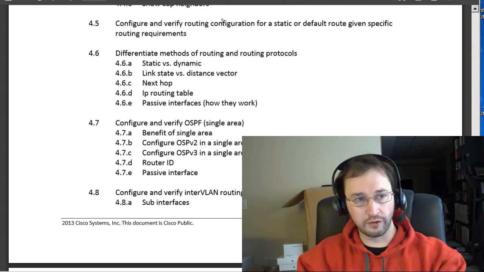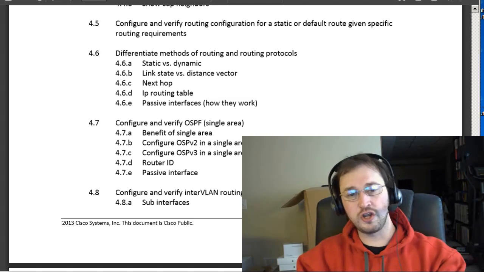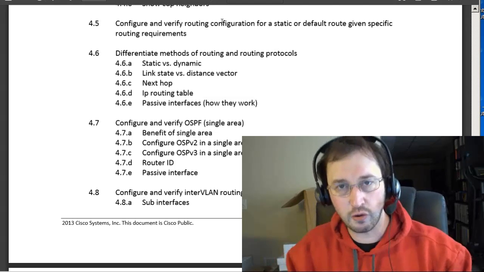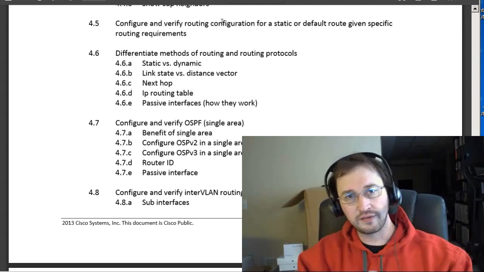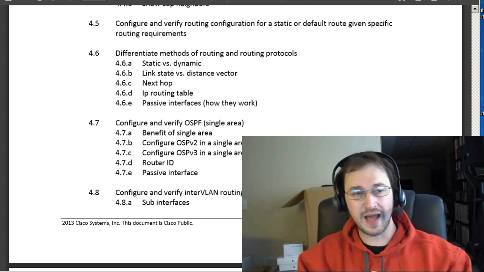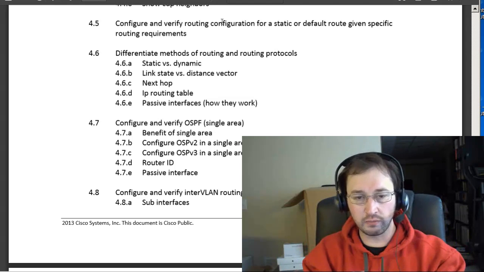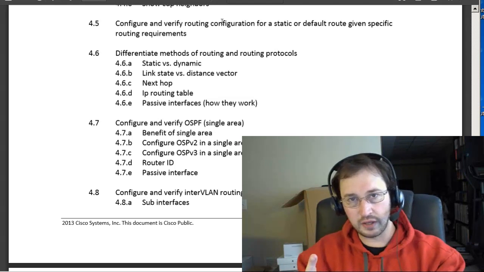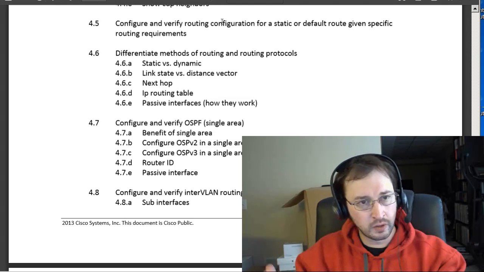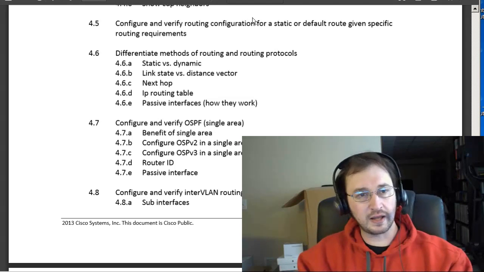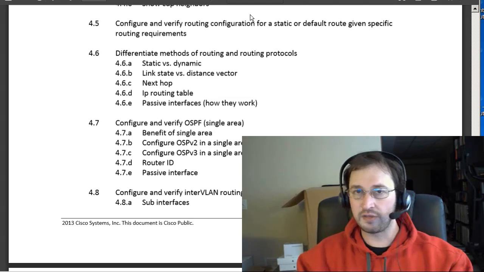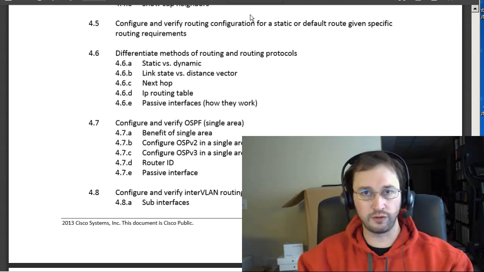Very straightforward here. So basically we're saying you need to know how to configure a static route at the command line. That's going to be from global config mode, the IP route command, right? So IP route, then the network and the mask of your route, and then the next hop IP or outgoing interface. Configuring a static default route, very similar. That's our IP route 0.0.0.0.